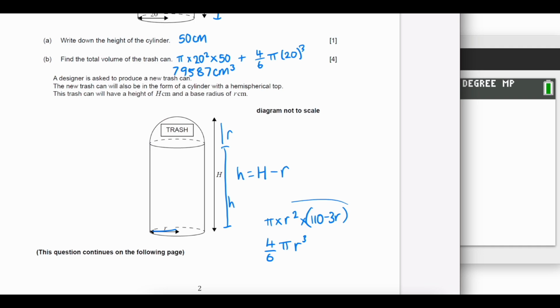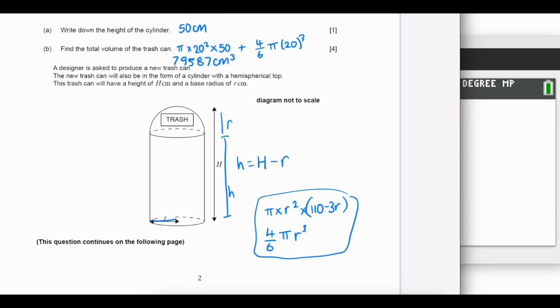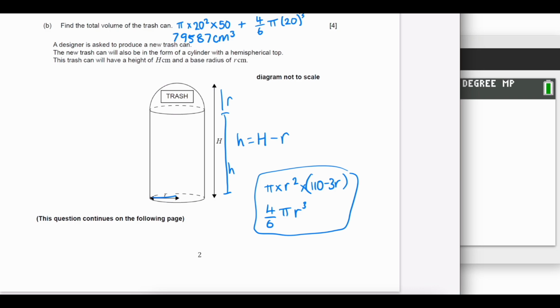And then together, this gives me the volume of the full trash can. So I'm just going to add those together. Let's do it down here. So we have pi times r squared times by 110 minus 3r added to 4/6 of pi r cubed. So the first thing I'm going to do is multiply out my bracket.